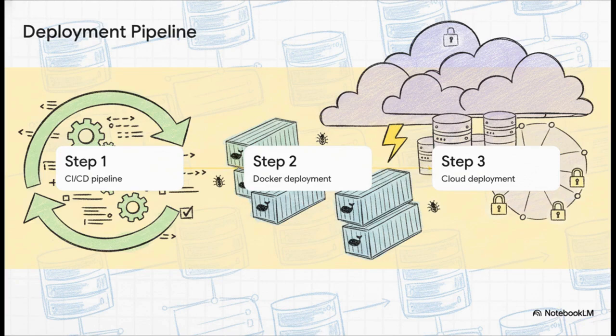Step 1 is the CI/CD pipeline. That stands for continuous integration and continuous deployment. This essentially ensures that every single code update to your agents is automatically tested and built flawlessly.